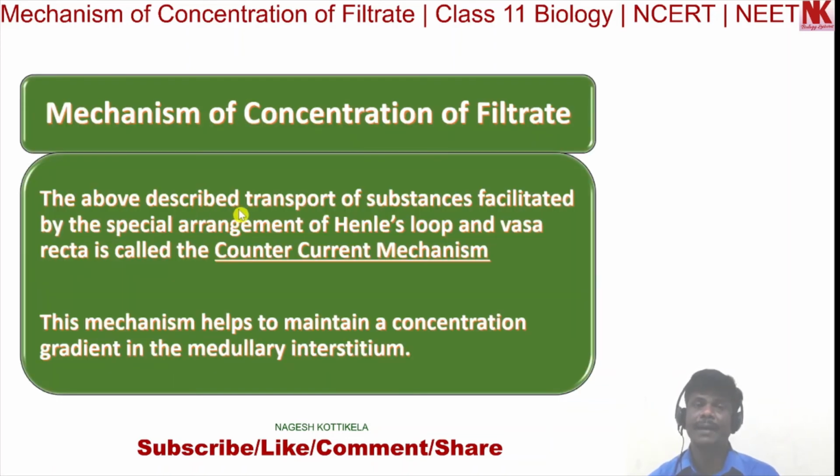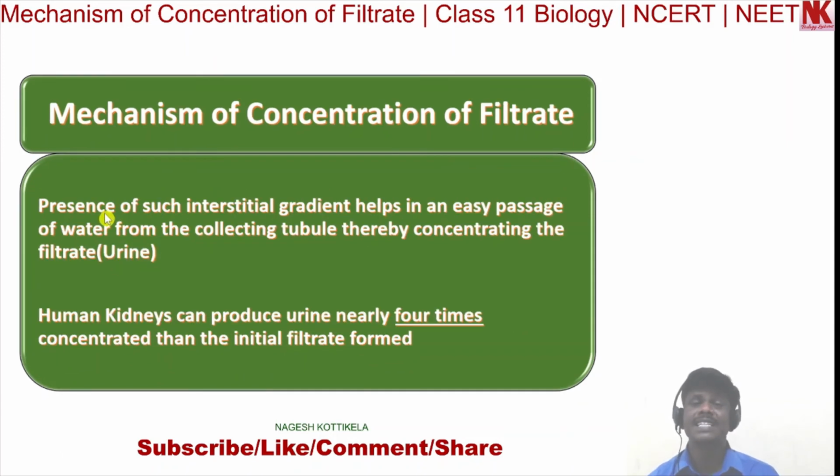The above described transport of substances, facilitated by the special arrangement of Henle's loop and vasa recta, is called the counter current mechanism. This mechanism helps to maintain a concentration gradient in the medullary interstitium. Presence of such an interstitial gradient helps in an easy passage of water from the collecting tubule, thereby concentrating the filtrate, that is urine. Human kidneys can produce urine nearly 4 times concentrated than the initial filtrate formed.